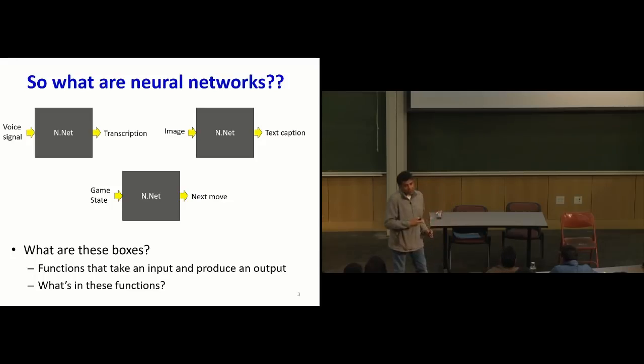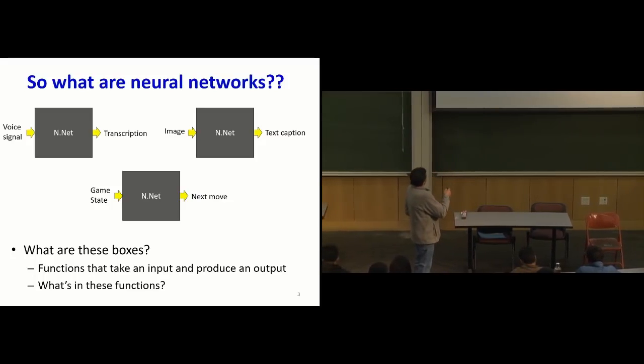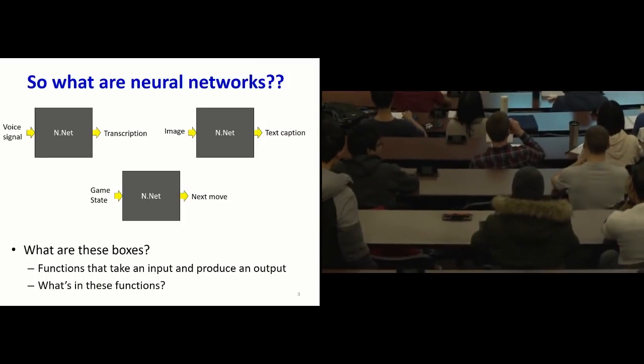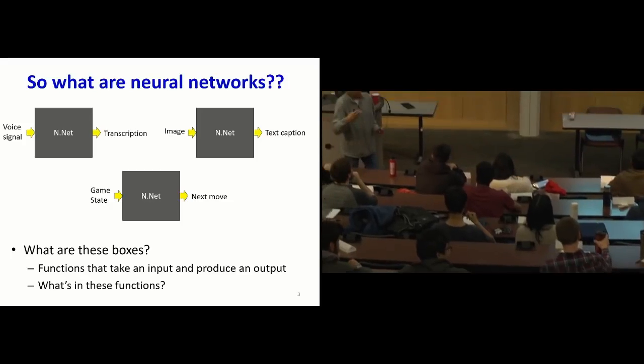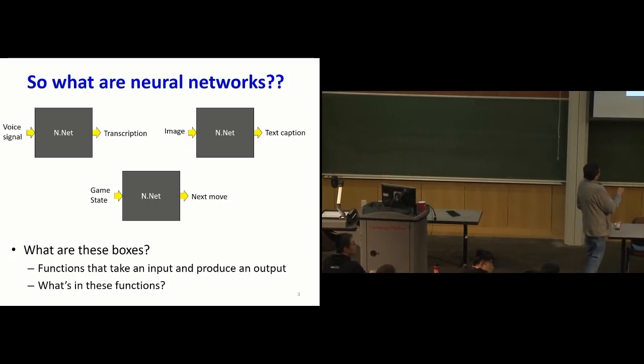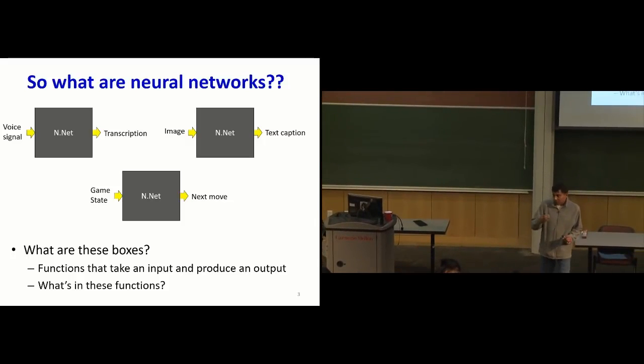So what are these neural networks? They are essentially functions. There's a box, something goes in, something comes out. The machine that performs every one of the tasks that we saw is just a function. It takes some input. It could be sensory. It could be a voice signal. It produces a transcription. It could be an image. It produces a text caption. It could be a game state. It produces a next move, but it's a function. So what's in these functions?